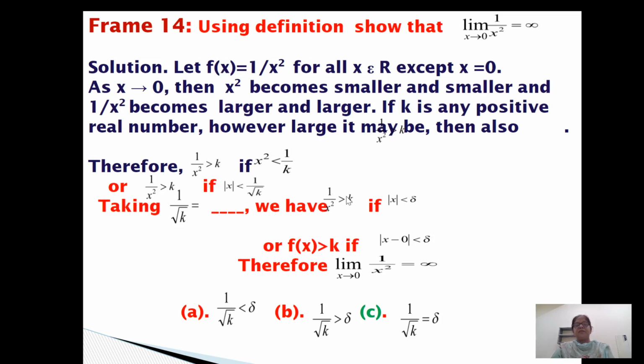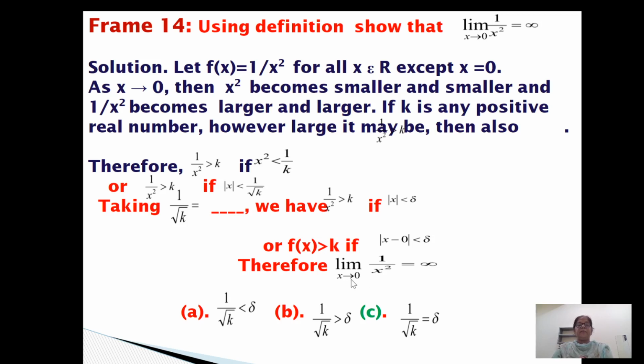We have 1 over x square is greater than k if modulus of x is less than delta. It means modulus of x is less than delta, that is, x minus 0 is less than delta. So what has a become? It has become 0. So here in place of a we have 0. Now the function value here is 1 over x square. Replace it by f of x. Now it is very much clear. In place of a, 0 has come and this definition is clear. So the limit as x tends to 0 of 1 over x square is equal to infinity.